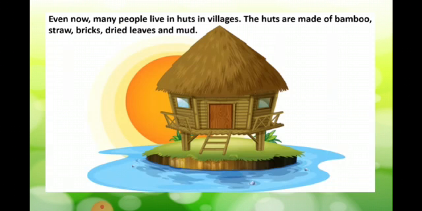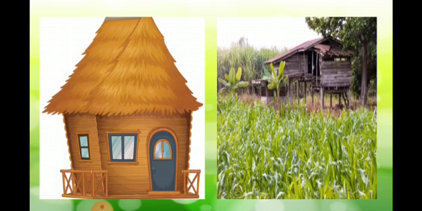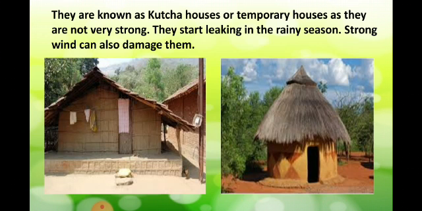The huts are made of bamboo, straw, bricks, dried leaves and mud. So, these are the materials used to build these huts, children. Here you can see the huts which are made with bamboo, straw, mud and bricks. They are also known as kacha houses. These huts are known as kacha houses or temporary houses as they are not very strong.